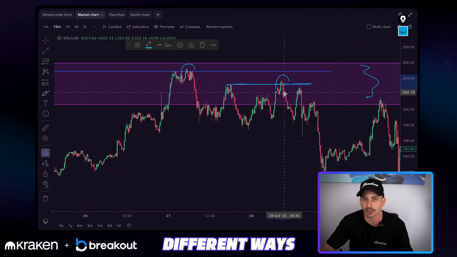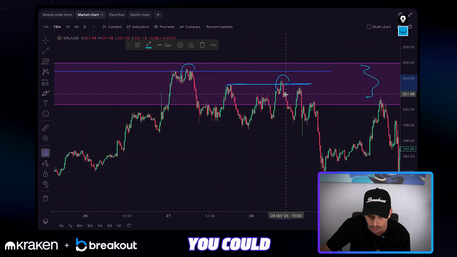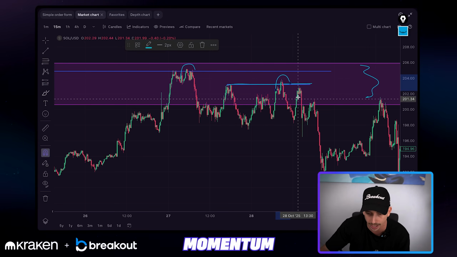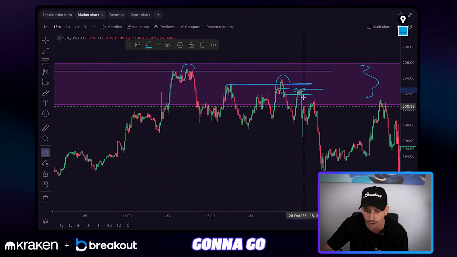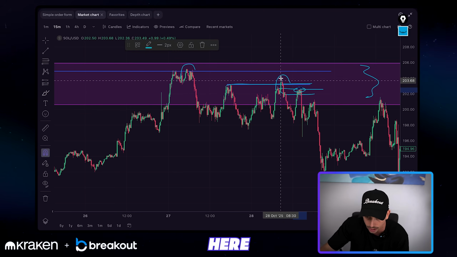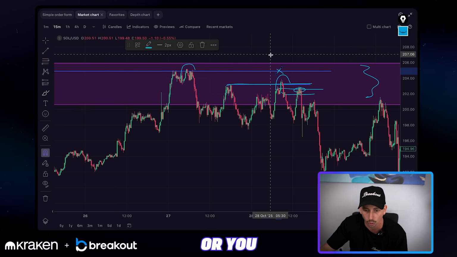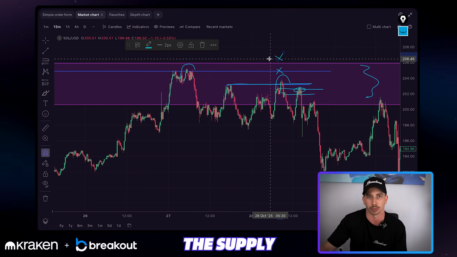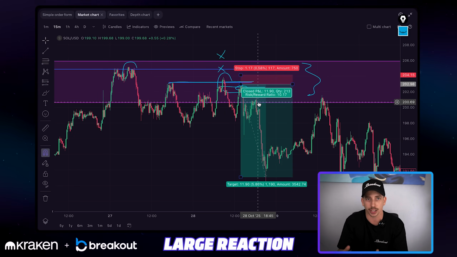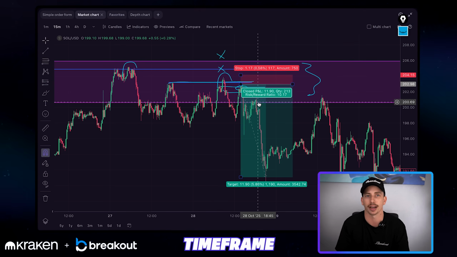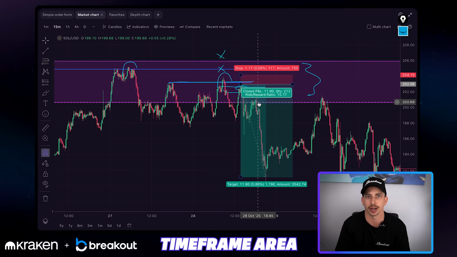There's a variety of different ways that you obviously could enter. You could enter on the market if there's a lot of momentum. You could put a limit order at the breaker here, and your invalidation is either going to go above this deviation here, this break above the high that failed, or you could put it all the way above the supply zone. And since it's the 4-hour chart, we obviously get a large reaction here. We're entering on the low time frame, but it's based on a high time frame area of resistance.